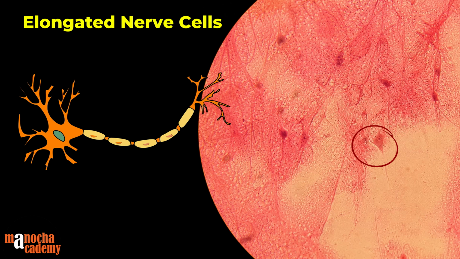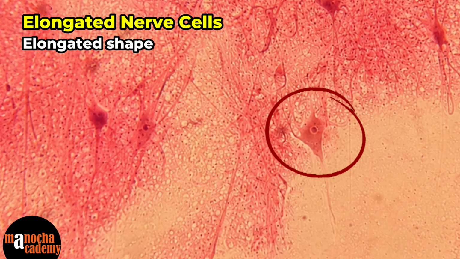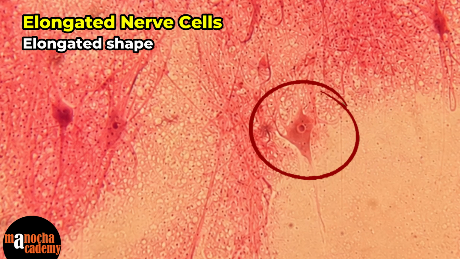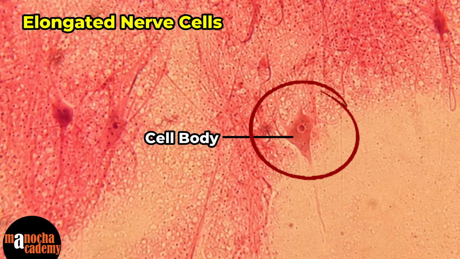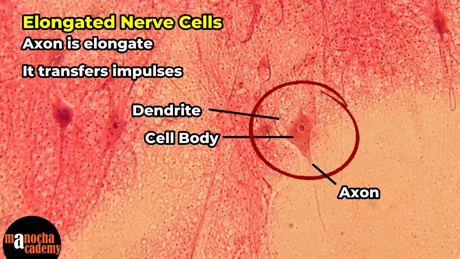The next one, as you can see, is a nerve cell. And nerve cells are elongated in shape. As we all know, nerve cells have a cell body from which the axon and dendrites emerge. So this is the cell body, and from here the axon and the dendrite have emerged. So you can clearly see the elongated shape of the axon. The axon is elongated. Why? Because it is supposed to transmit impulses from one part of the body to the other. So it suits it to be elongated like a wire, so the transmission is much easier.